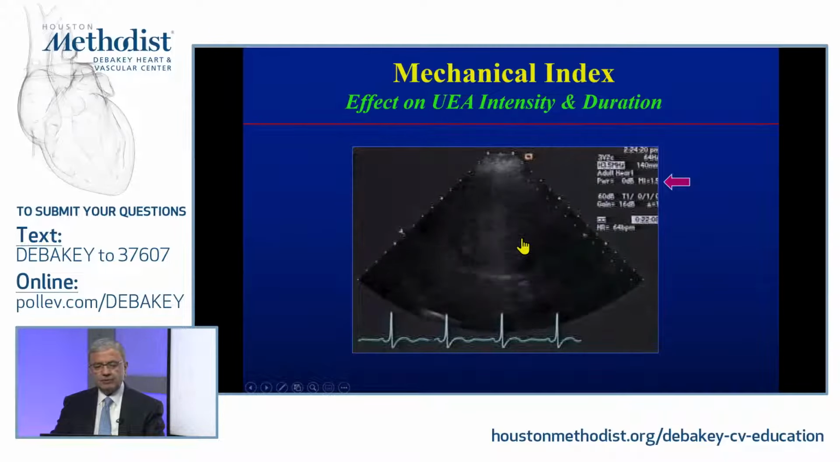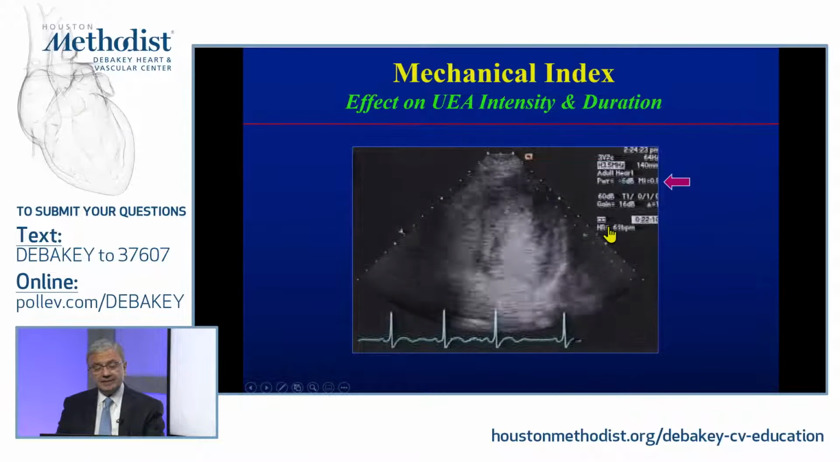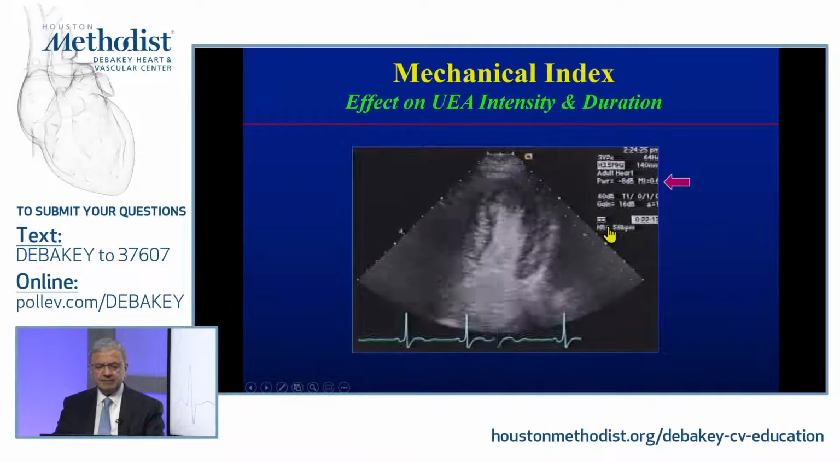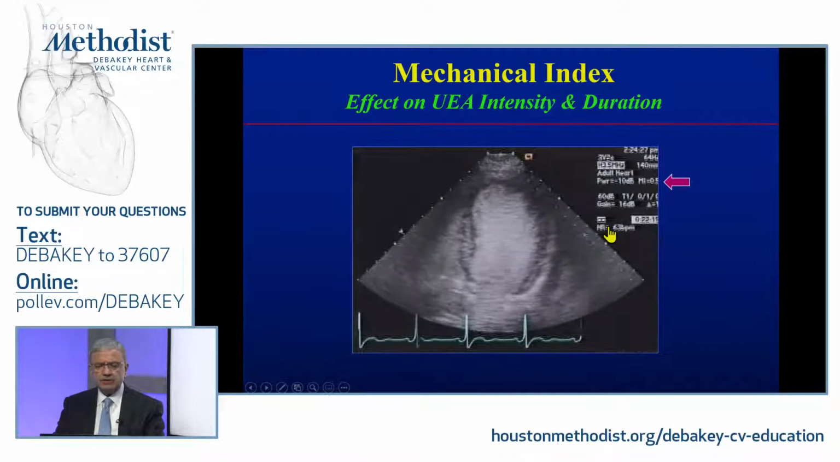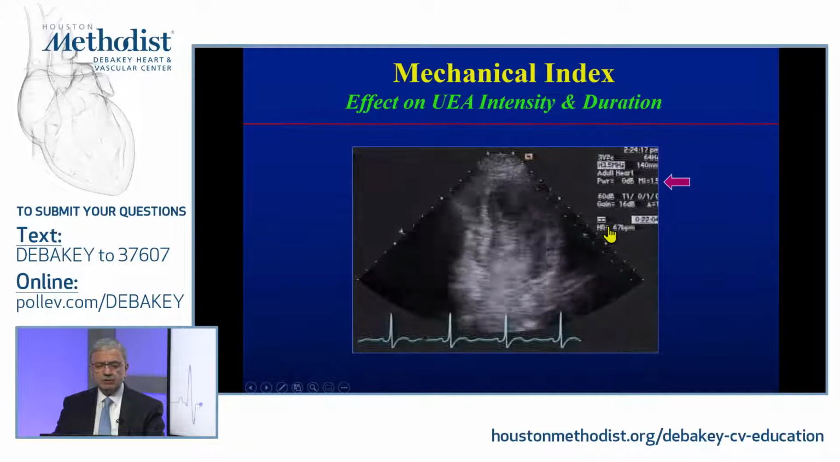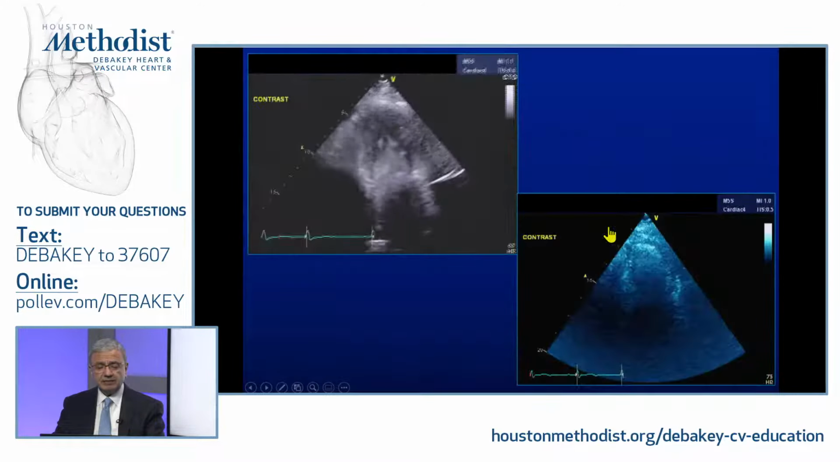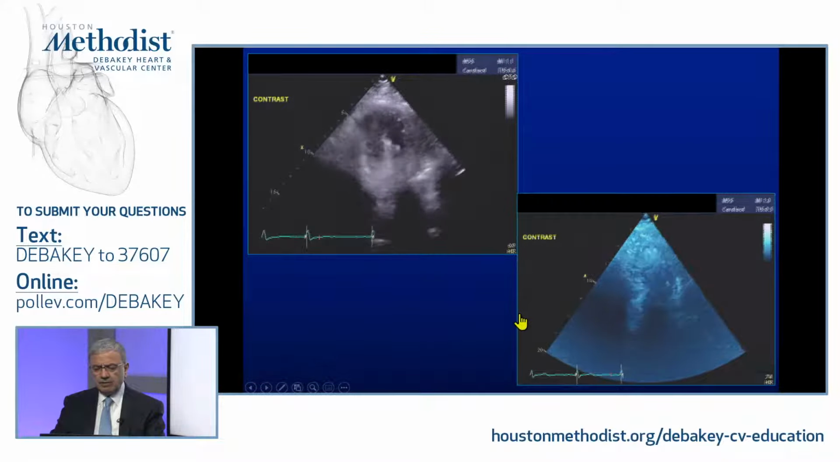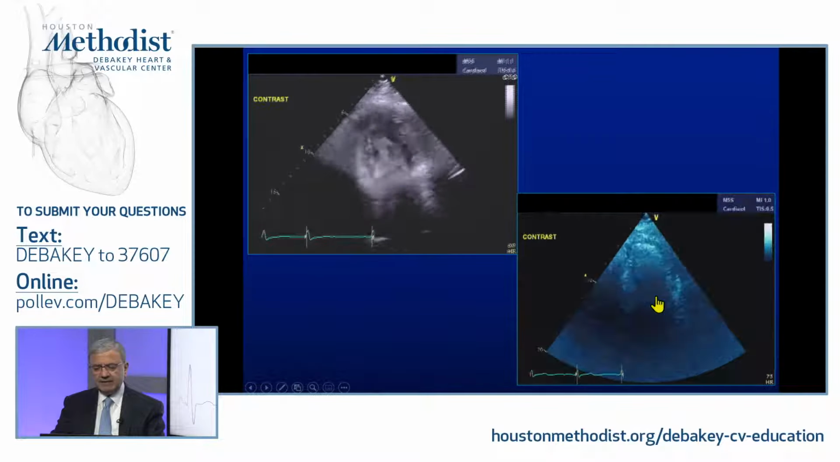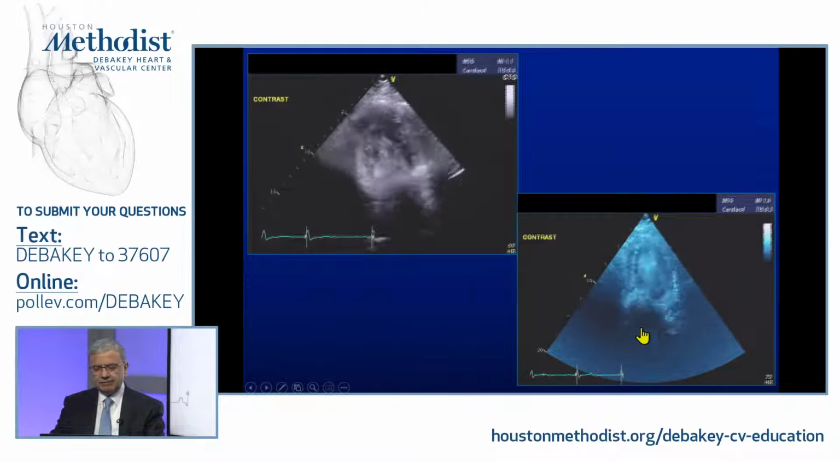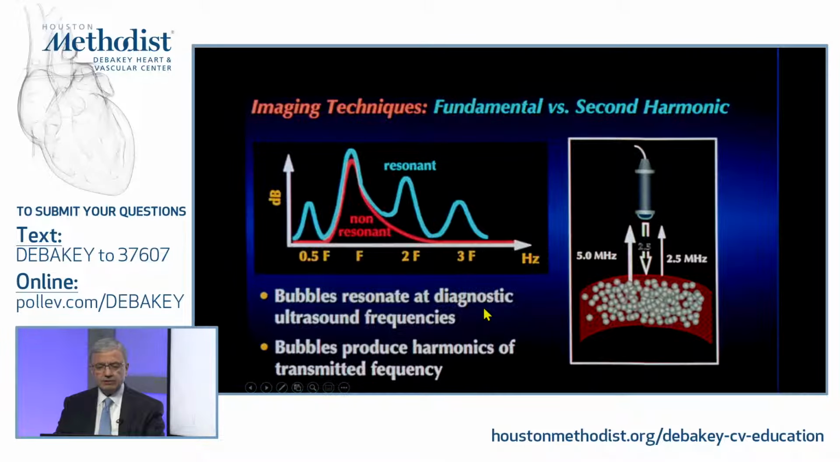So the message here is if you're going to use contrast, make sure of the settings, and nowadays you could automate the settings for contrast visualization to decrease the mechanical index to be able to opacify and destroy less of the contrast agent. Notice here, these are two examples for you of significant attenuation, meaning that the contrast itself is quite highly dense, and you're not going to be able to see the structures below. You're not able to see the left atrium in this situation.